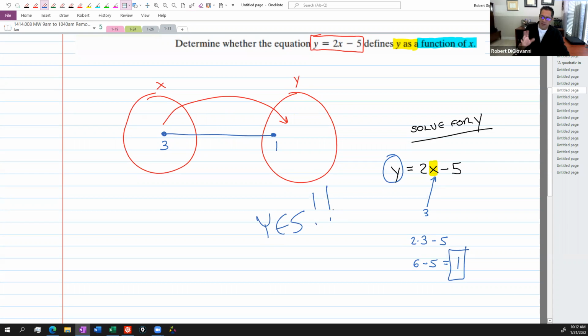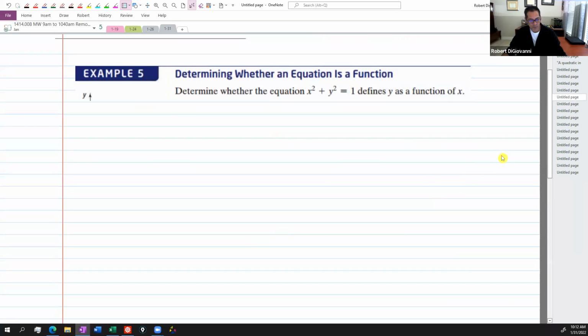Now that might seem a little bit too easy or weird. So let me show you an example of something that is not, and then you can contrast the two. Same question. Determine whether or not you can look at this as y being a function of x. So I'm going to first solve for y. So I take the equation x squared plus y squared equals 1, and I solve it for y.